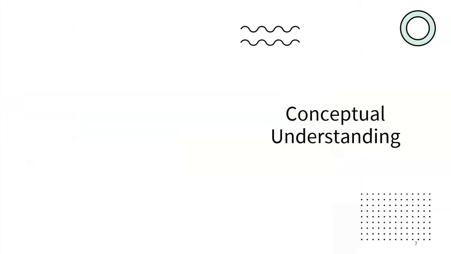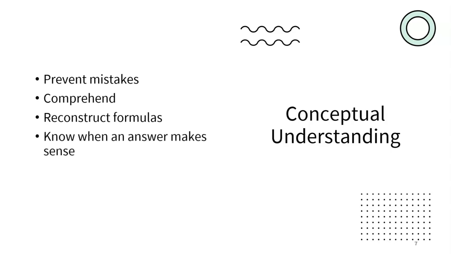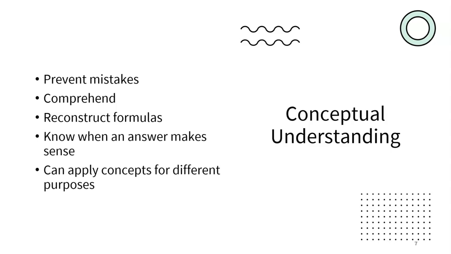How do the 5 strands of mathematical proficiency tie into this problem? The first is conceptual learning, and students can prove that they can prevent mistakes, and they can also comprehend what is being asked. They can reconstruct formulas. They know when an answer makes sense, and they can also apply this concept to different purposes and different problems.